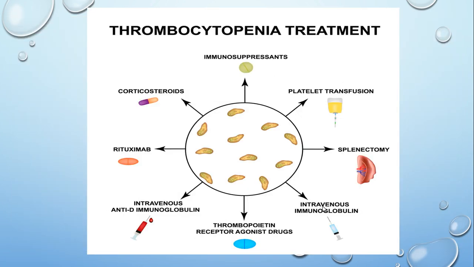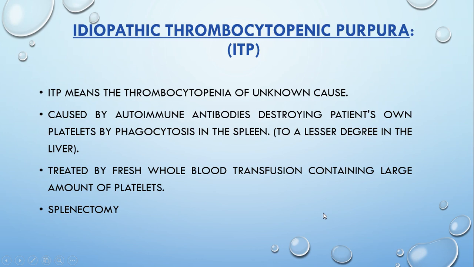The treatment of thrombocytopenia is whole blood transfusion with adequate platelets, splenectomy, because the spleen is the organ where the platelets are destroyed, immunosuppressants, corticosteroids, and different drugs such as rituximab, thrombopoietin receptor agonist drugs, and intravenous immunoglobulins.